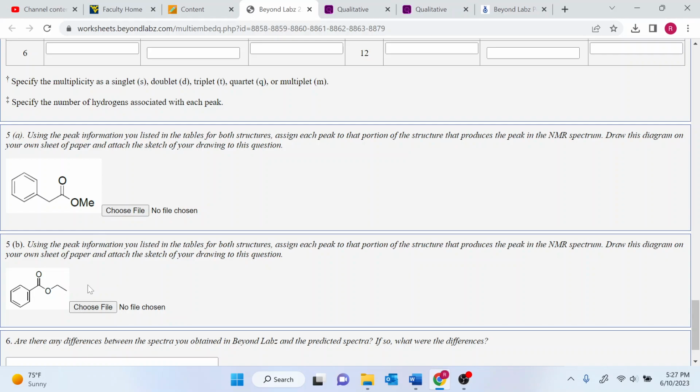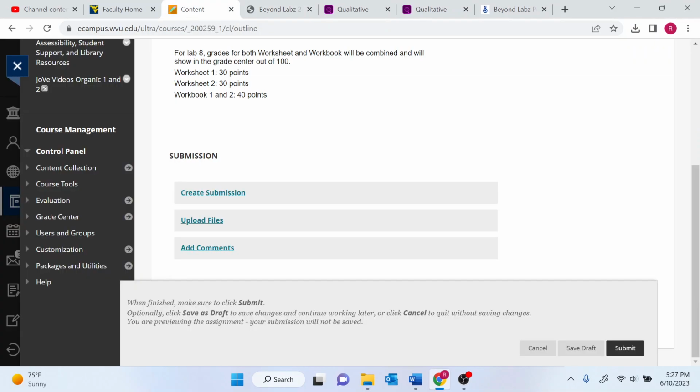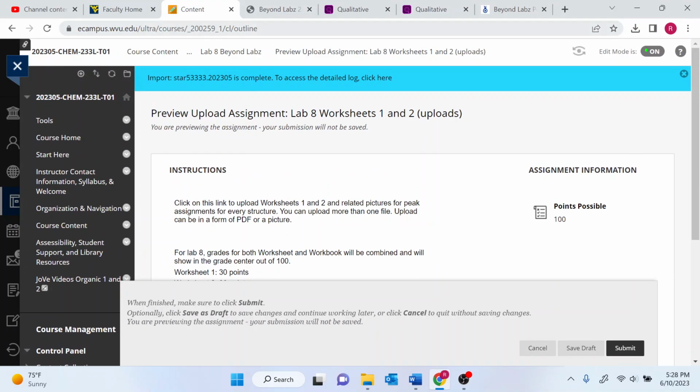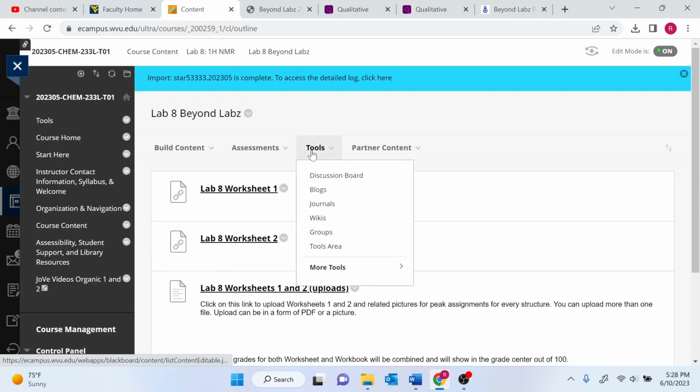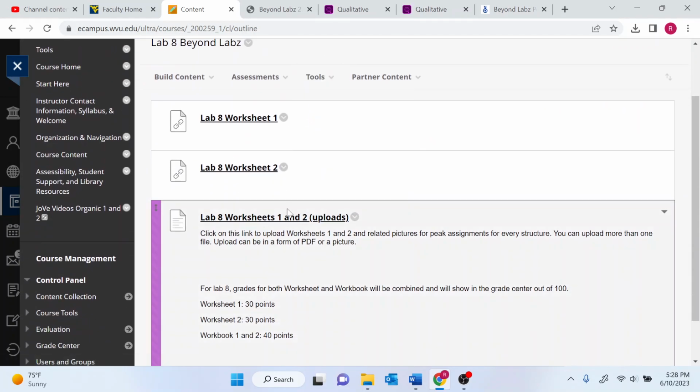This is going to be for the first worksheet, and then you're going to go to eCampus, and there to the upload. So you're going to go here to worksheet 1 and 2 upload. Now this, you can upload more than one file. So this is going to be for both worksheets. You're going to go ahead and upload all the files that you are going to have.